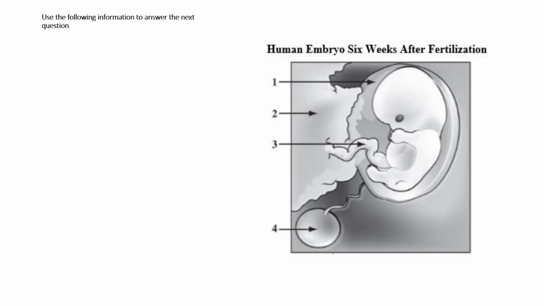So this one, we've seen this kind of format before. Use the following information to answer the next question. And when you see a diagram like this, we said a good strategy would be just to label it right away, before you actually even get into the question. Label it initially, and then maybe even if you have time, put a little bit of just some real quick definitions on that as well. So number one, you can see they're talking about that sac that contains the developing fetus or embryo inside.